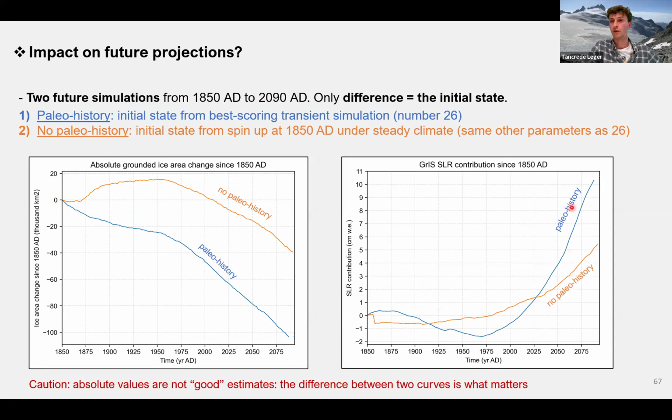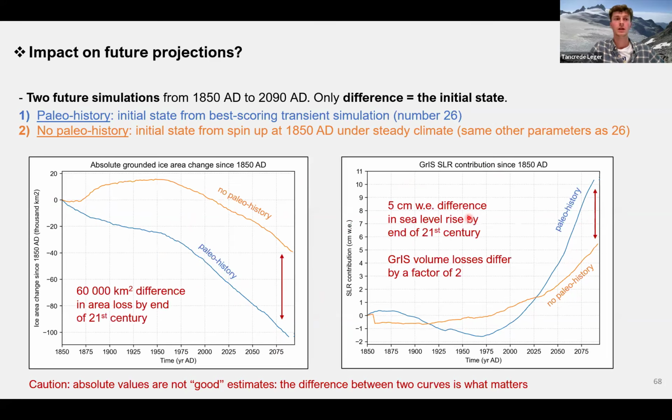And then here we have the volume. This is the sea level rise contribution in centimeters of water equivalent by the end of the century. And still you see we have much more mass loss when we take into account the paleohistory. The difference in area here, just for numbers, is about 60,000 square kilometers. That is the size of Ireland in terms of country size, so that's quite a big difference. And in here we have 5 centimeters of water equivalent difference in sea level rise by the end of the 21st century. So the difference is a factor of 2 between those two things.